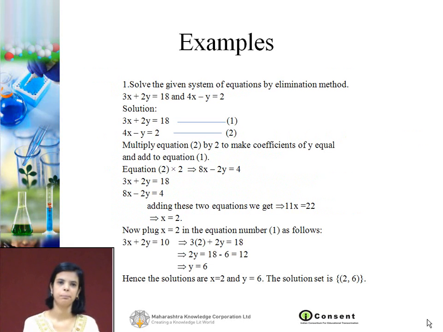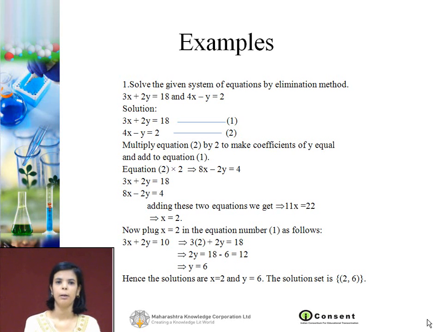Consider the examples. Solve the given system of equations by elimination method. 3x plus 2y is equal to 18 and 4x minus y is equal to 2. See the solution. Rewrite the equations. 3x plus 2y is equal to 18, called equation number 1. 4x minus y is equal to 2, called equation 2. Now in order to make coefficients of y equal, just multiply equation number 2 by 2.